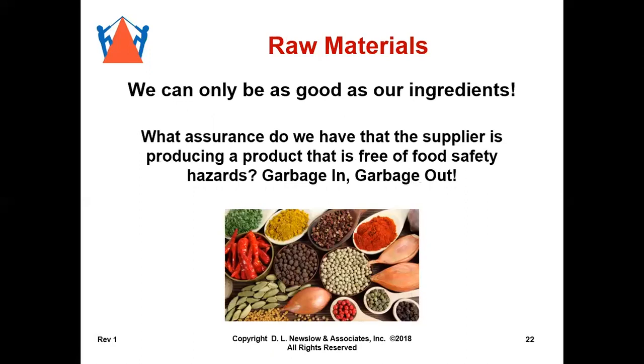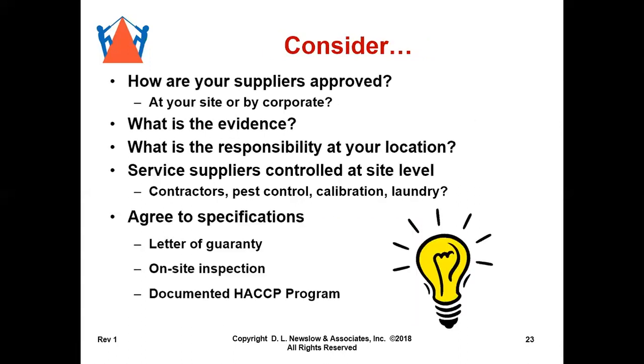Excuse me. Raw materials. Ingredients are tough. We have to be sure, having raw materials, that they're verified upon receipt, that they are what you ordered. We can only be as good as our ingredients. What assurance do we have that the supplier is producing a product that is free of food safety hazards? Garbage in, garbage out. We need to know what we're getting in, and we need to have data or have a receiving inspection plan to confirm that it's hazard free and it's what we've ordered.